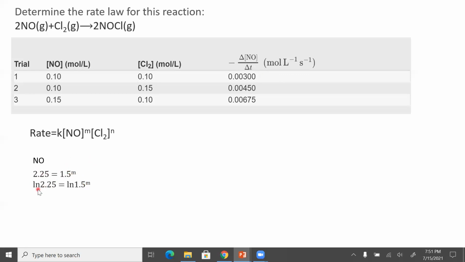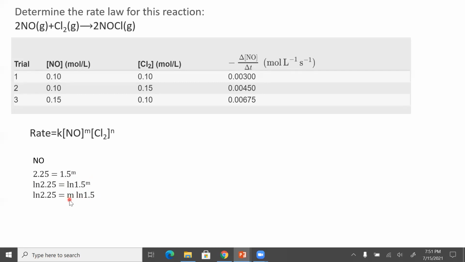We're going to take the natural log of both sides. We can do that. It's just like taking an equation and multiplying both sides by 2. It keeps both sides equal. We can take the equation and take the natural log of both sides. Well, how is that going to help us? Well, then we can take this exponent and we can move it out in front and make it M times the natural log of 1.5.